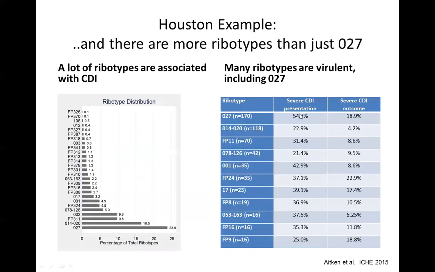He then went and looked at a lot of these patients in terms of their severe disease presentation. And so here's our hypervirulent 027, which does cause severe C. diff quite often with bad outcomes. But FP11 doesn't look very good, and 001 doesn't look good. FP24 looks terrible. And so we have to remove the idea that it's just one particular hypervirulent strain.